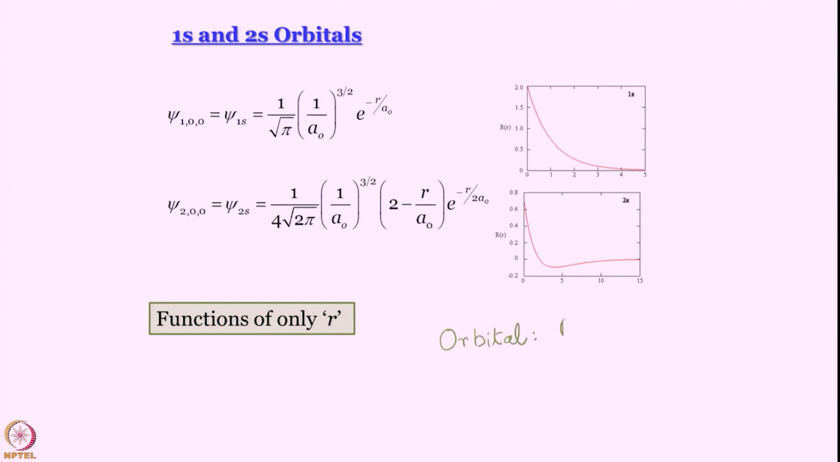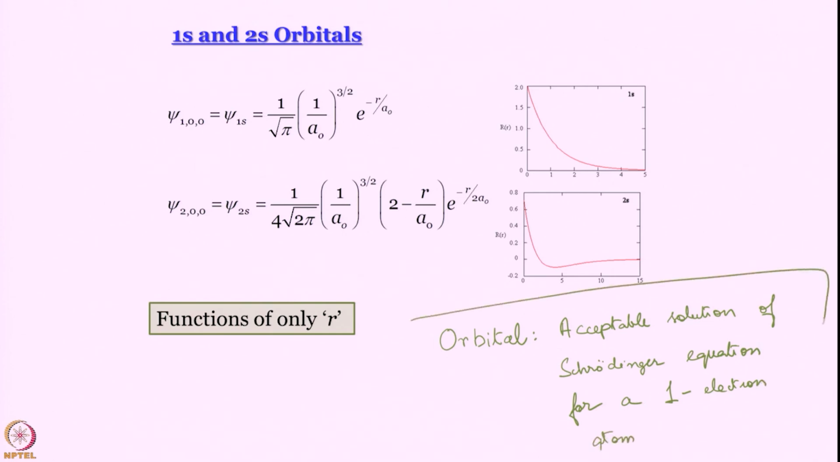is an acceptable solution of Schrodinger equation for a 1 electron atom. That is what an orbital is.